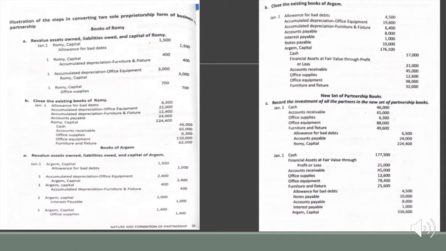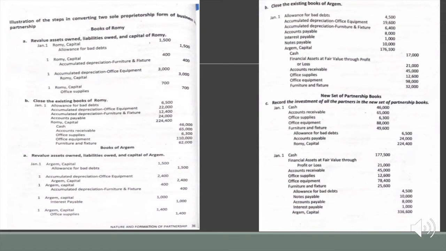The next step would be closing the existing books of Romy. So like what we did, we transferred all the accounts from the credit side to the debit side, and all the accounts on the debit side were transferred to the credit side to close the accounts. So for the books of Argem, the adjustments were Argem capital 1.5 debit, allowance for bad debts 1.5 credit.